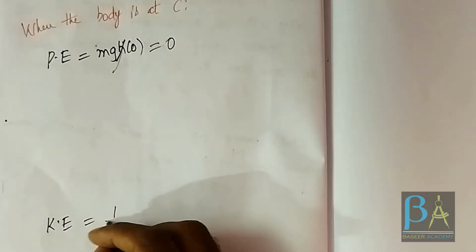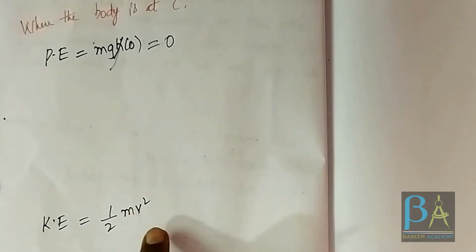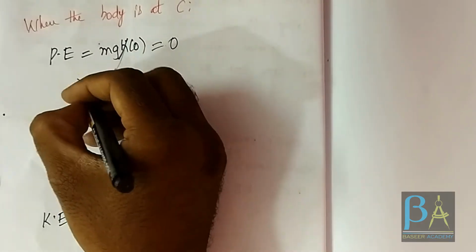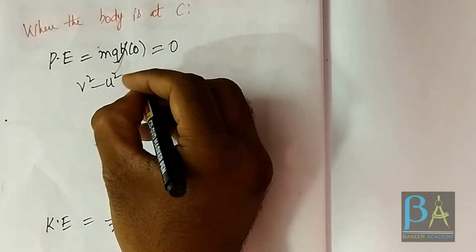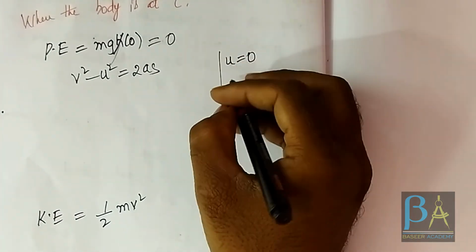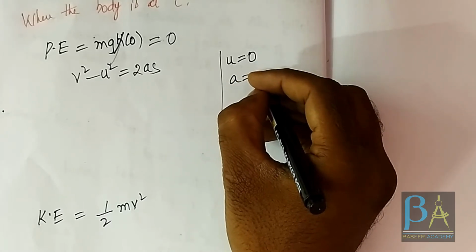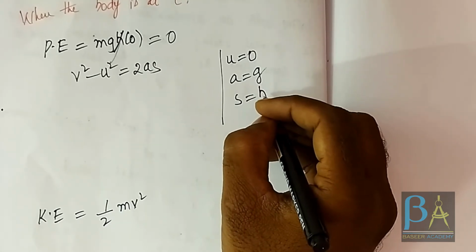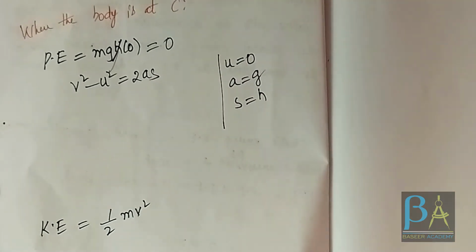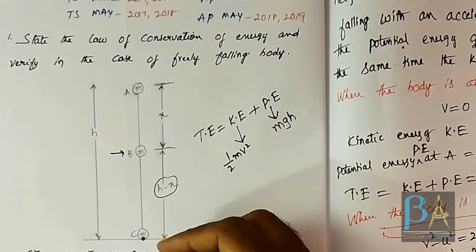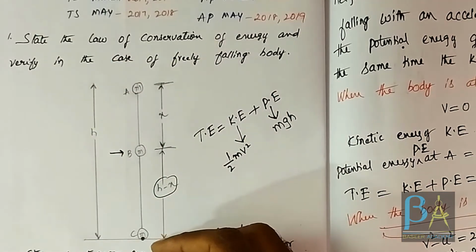Let us find out the kinetic energy. The kinetic energy is obviously given by the formula half mv square. Let us find out the value of v square again from the second equation of motion, which is v square minus u square is equal to 2as. In place of u, I am going to write 0. In place of a, I'm going to write g, and in place of s, this time I'm going to write h. Why? Because s is the displacement, and you can see for yourself, the body fell a distance of h to reach point C.